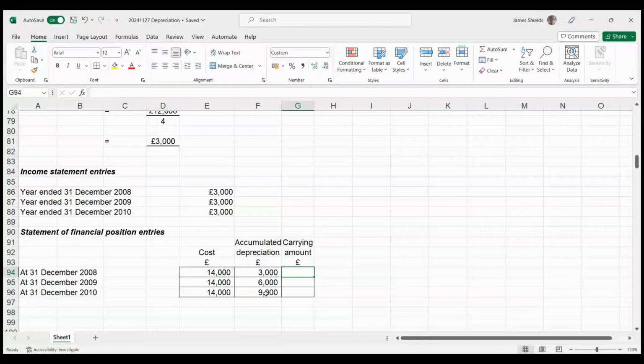Now the carrying amount or net book value is your cost take away accumulated depreciation. So 14,000 take away 3,000 is 11,000. At the 31st December 2009, it's 14,000 take away 6,000, which is 8,000. And at the end of December 2010 it is 14,000 take away 9,000. That gives us £5,000.